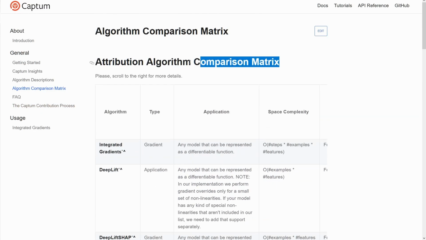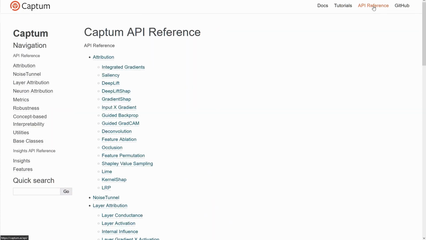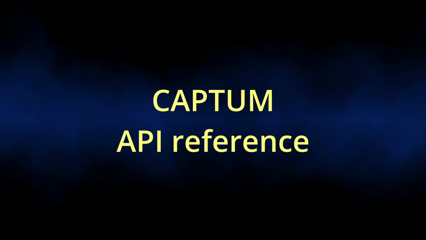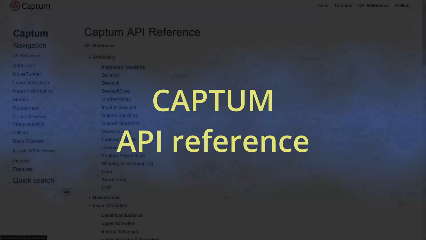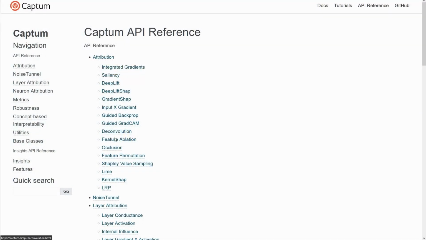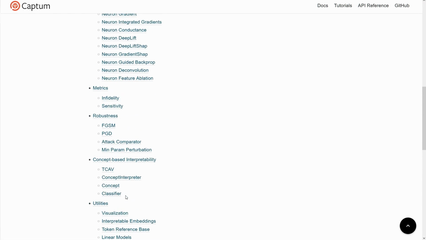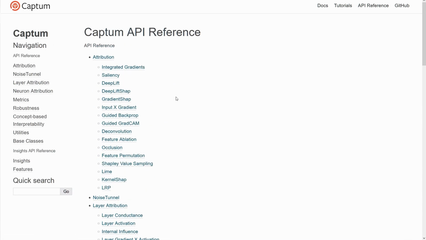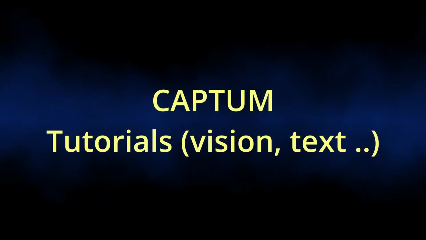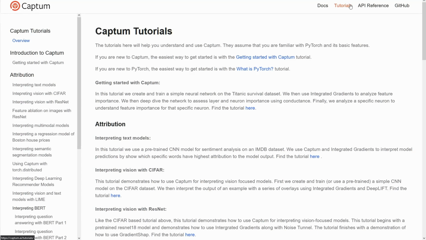But I think one of the most interesting things is also the API reference. Again, we have here our attribution, integrated gradients, saliency, deep lift, SHAP, whatever, layer attribution, neuron attribution, everything in detail. So you will find what you are looking for. But the nice things, I guess, are the tutorials. So you have quite a lot of code already for you to start with.